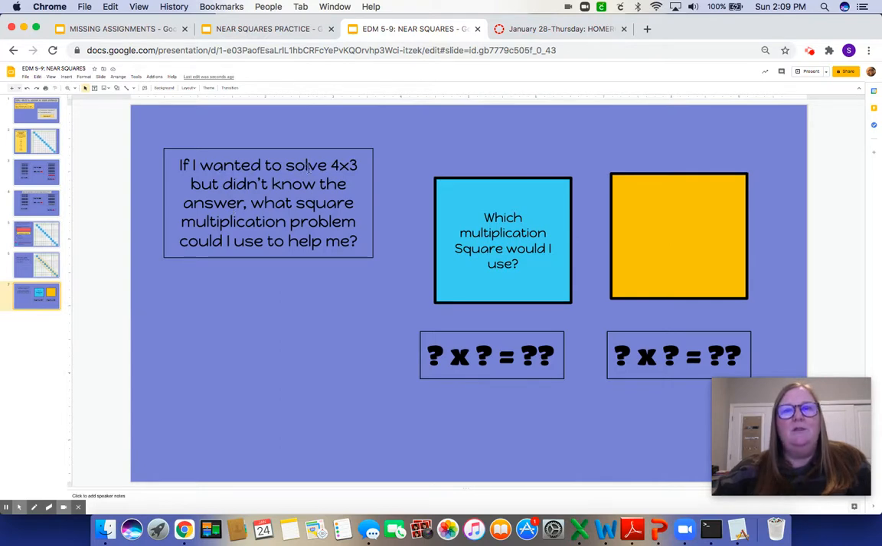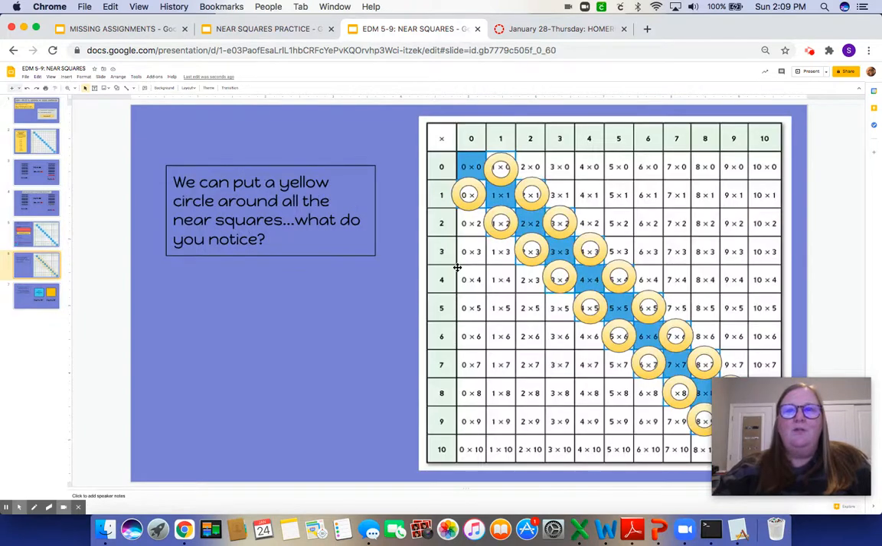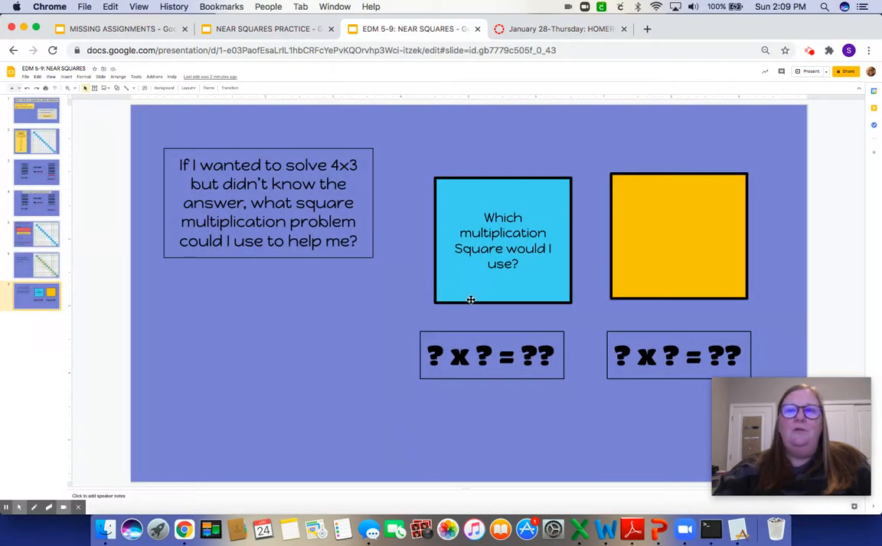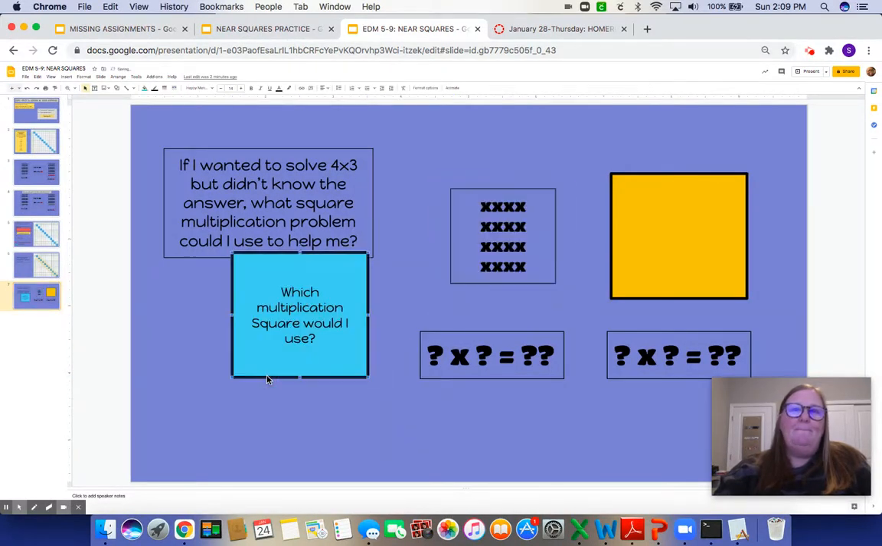So if I wanted to solve 4 times 3, but I didn't know the answer, what square multiplication problem could I use? And again, we can go back and look at this square. We want to solve 4 times 3, so I'm going to find 4 times 3, which is right here. And I could use a couple different ones to solve. We're going to use this one right here. We are going to use 4 times 4 because we have 4 rows, 1, 2, 3, 4, and we know that 4 times 4 equals 16.